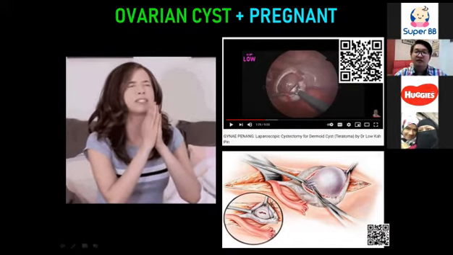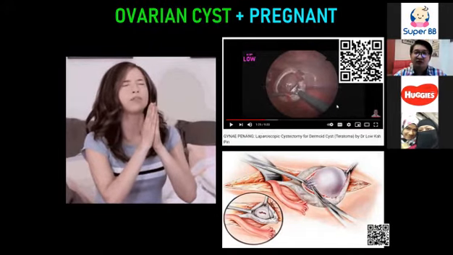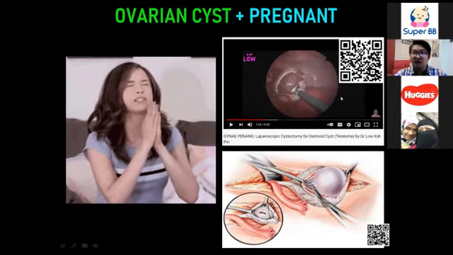To remove the cyst, you can do what we call keyhole surgery. It means we just make 3 holes, all right, and we go in from there and remove the cyst. So this is one of the ways to remove it, by keyhole. Okay, this is a keyhole surgery that I've done for a dermoid cyst.